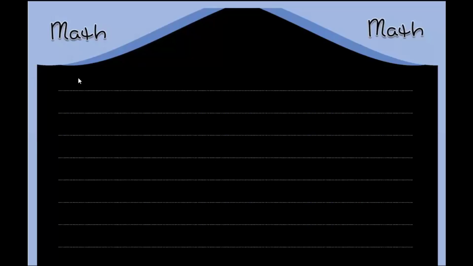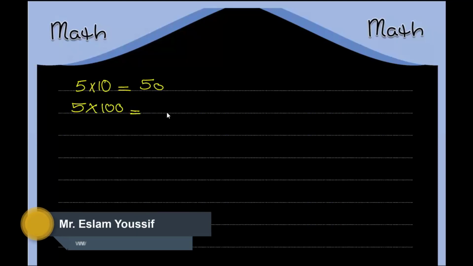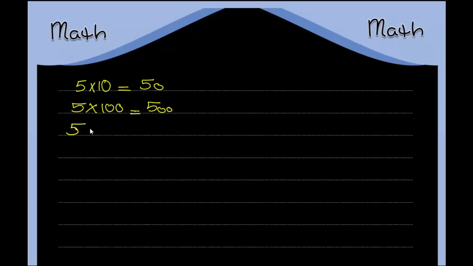For the first one, when I ask you 5 times 10, what is the answer? Abdurrahman? 50. So when I ask you 5 times 100, the answer would be 500. So suppose that we need to multiply 5 times 23. We need to use the distributive property for multiplication.